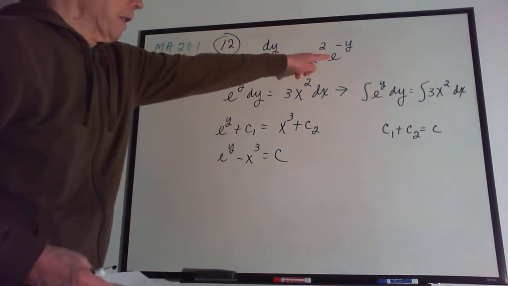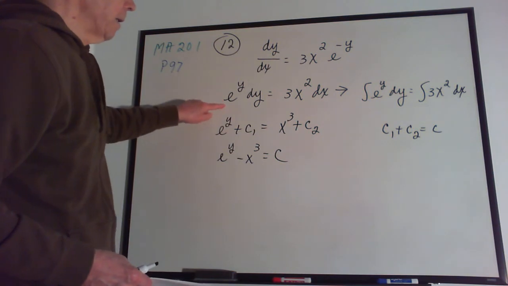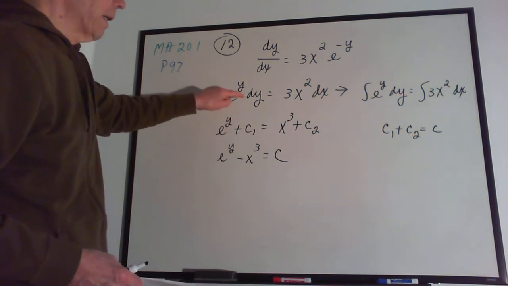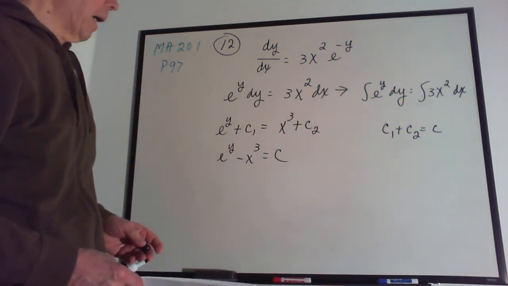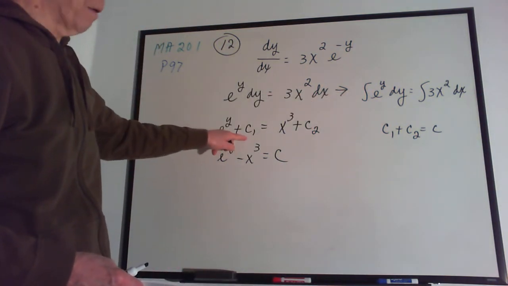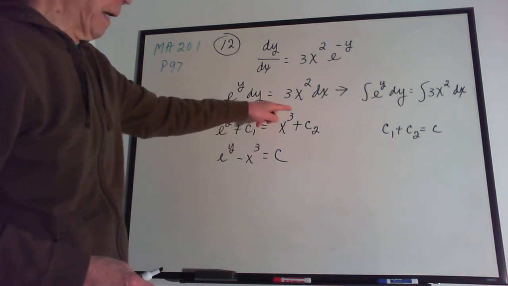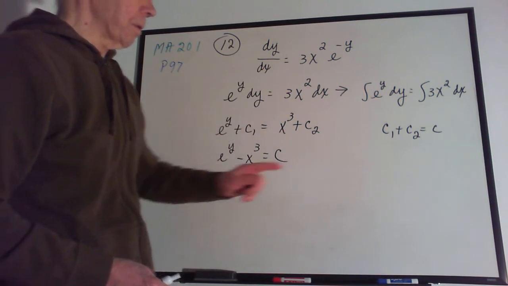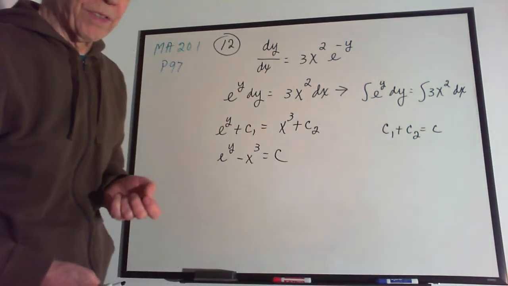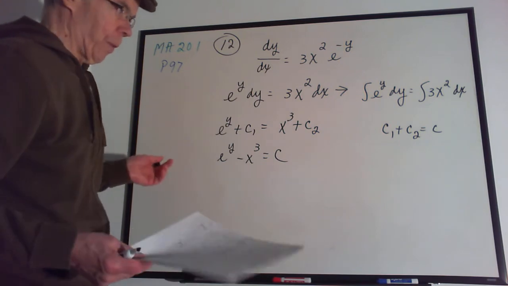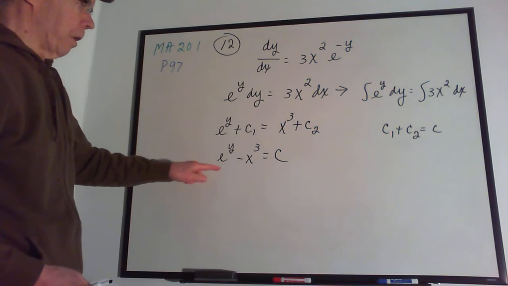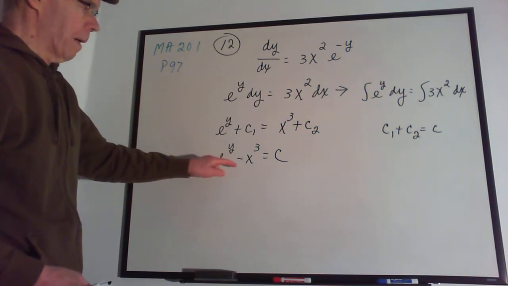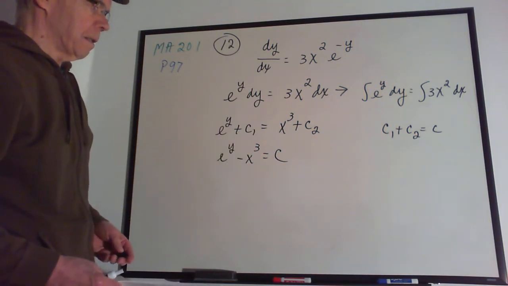All right, so I want to bring the e to the negative y to this side. It's going to become e to the y dy equals 3x squared dx. Integrate both sides will give me e to the y plus c sub 1. I put the c's in this time. And it's going to give me x cubed plus c sub 2. Well, c sub 1 plus c sub 2 is going to equal c. Since we don't know what it is, we can write that. And so e to the y minus x cubed equals c.